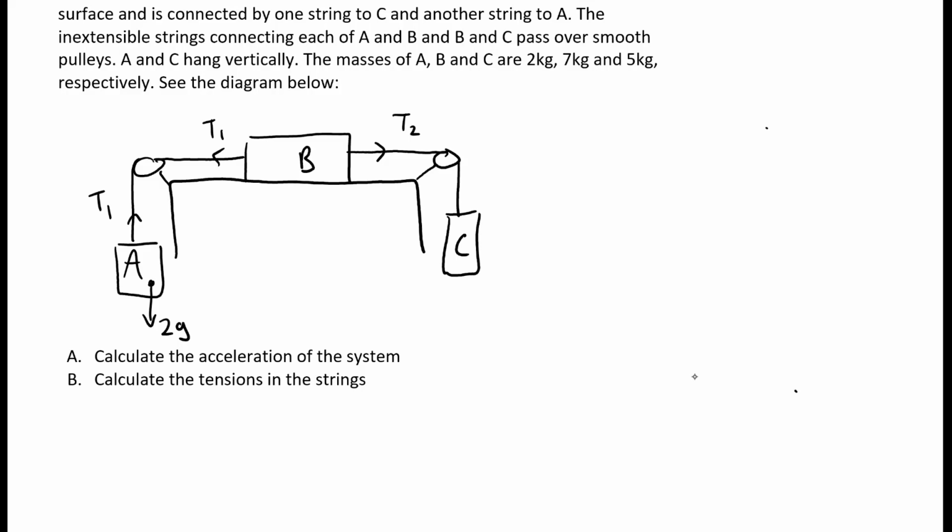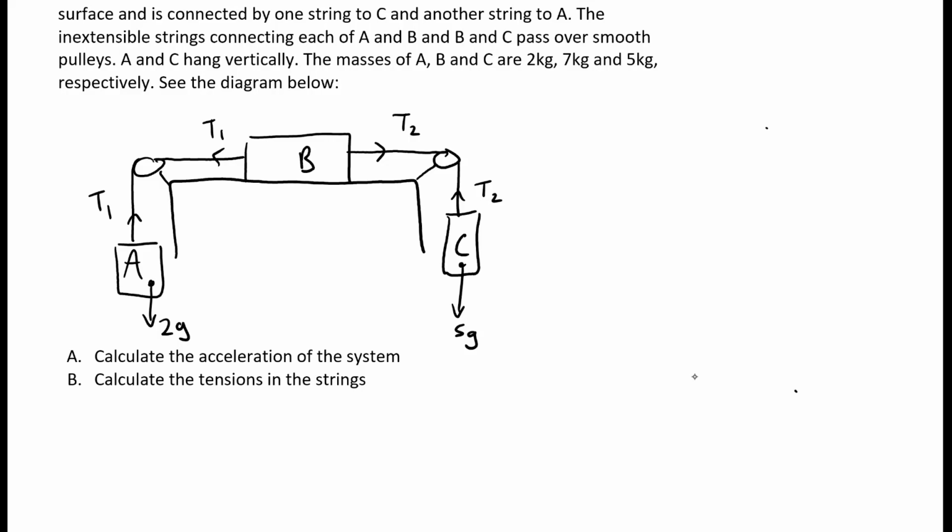C has a mass of 5 kilograms, so it has a weight of 5g acting on it, and it has a tension T2. In this problem, because there are 2 separate strings, it's possible that the tensions are different in different strings, and therefore we can't just label all of the tensions T. They have to be T2 on one string and T1 on another string. That's step 2.